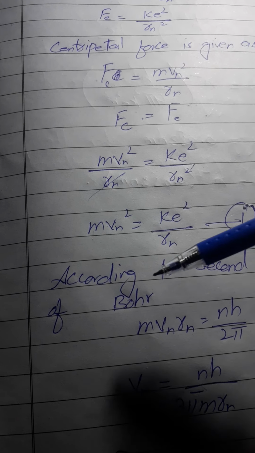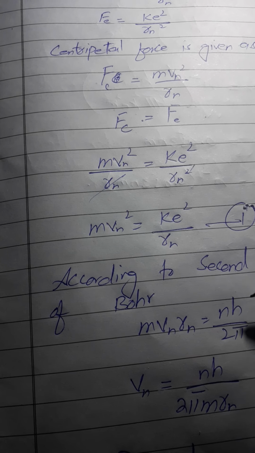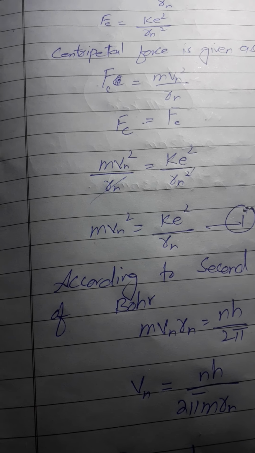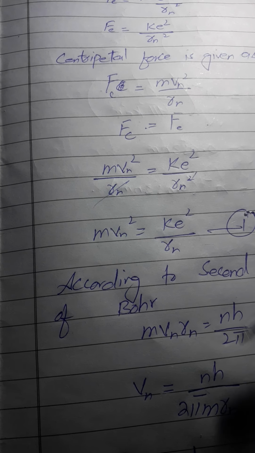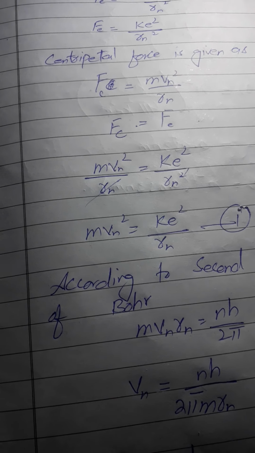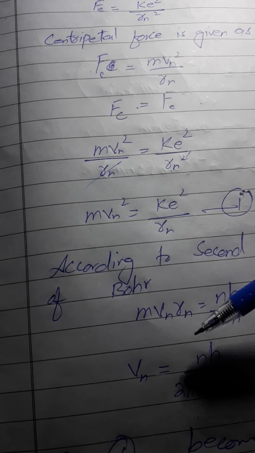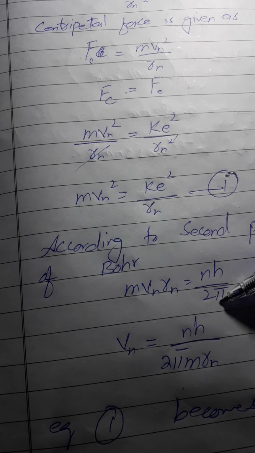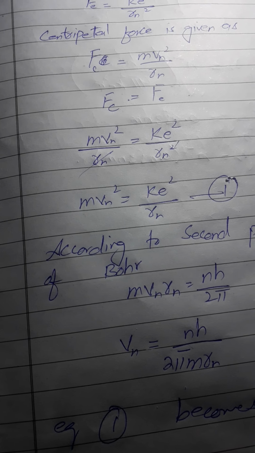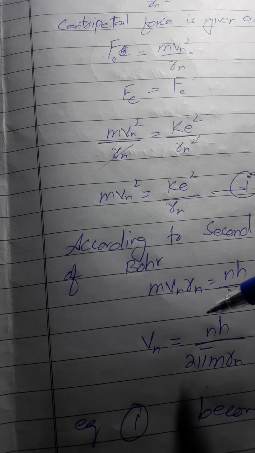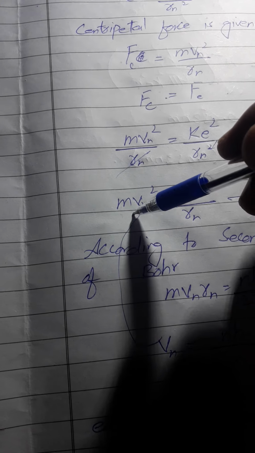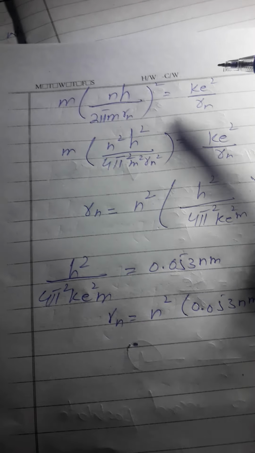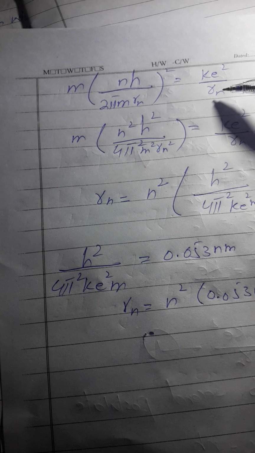Now, according to the second postulate of Bohr, mvr is equal to nh divided by 2 pi, which means that only those orbits are allowed for the electron for which the angular momentum is given as nh divided by 2 pi. So vn is equal to nh divided by 2 pi m rn, the m and rn divide over here. So put this value of vn in this equation. Finally you will get this relation: m times (nh divided by 2 pi m rn) whole squared is equal to k e squared divided by rn.